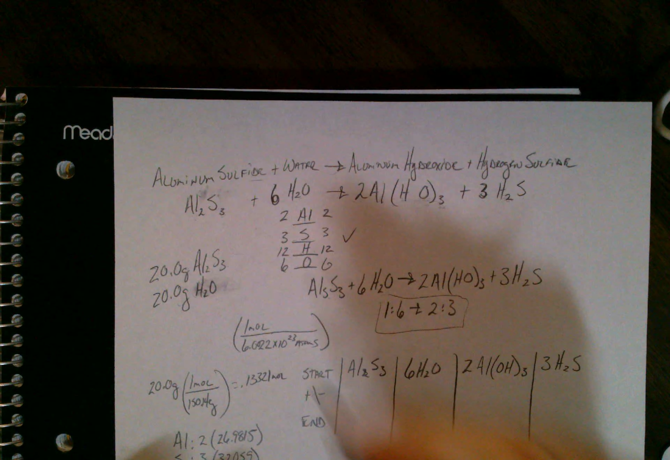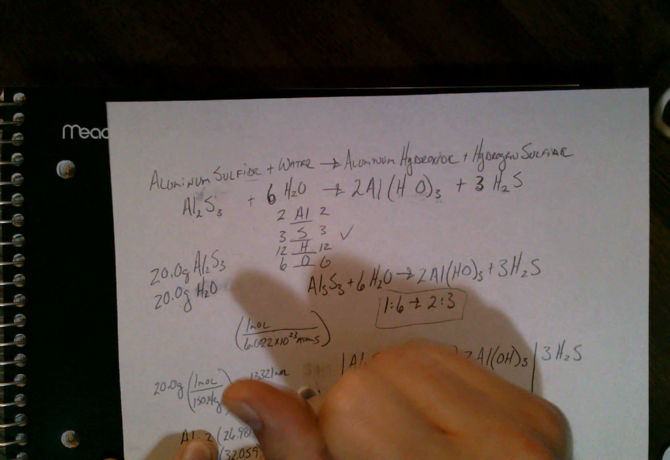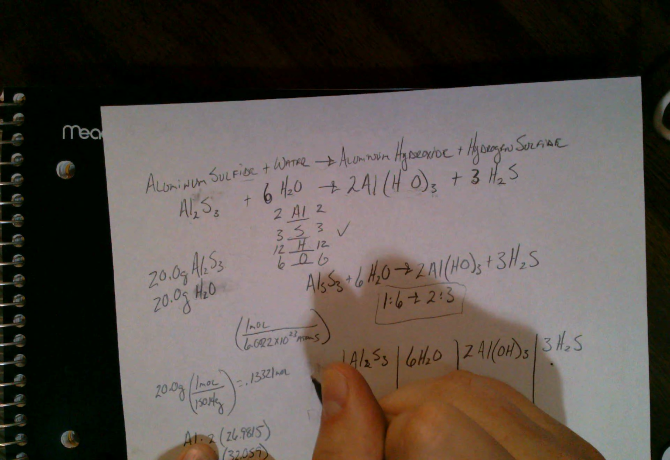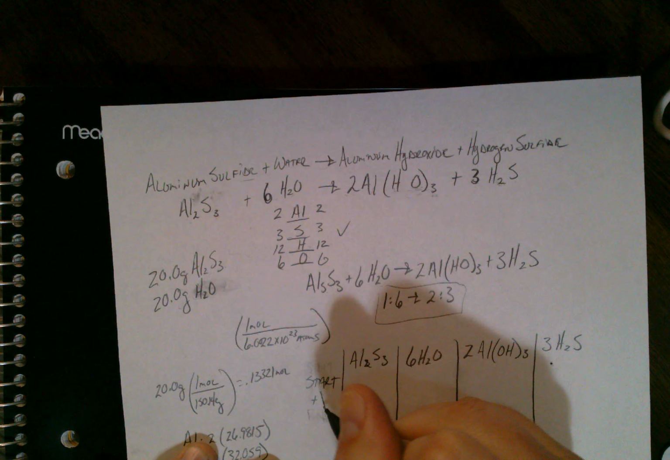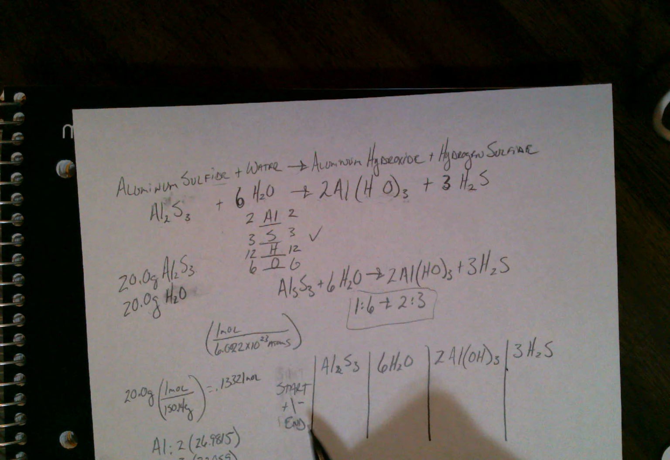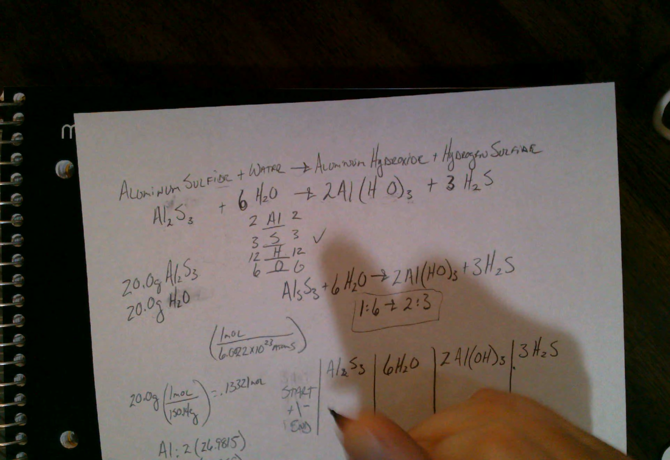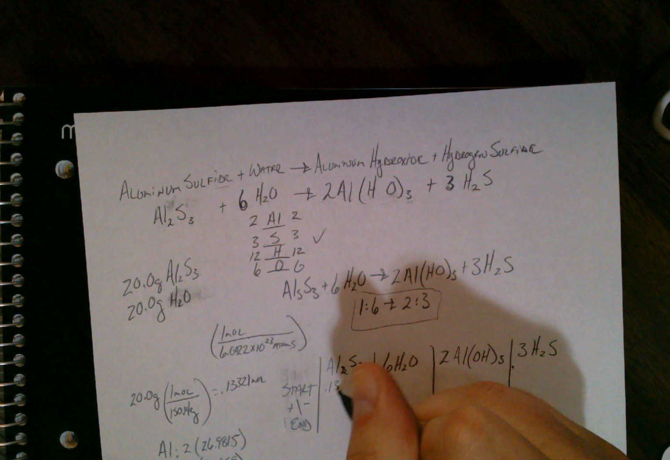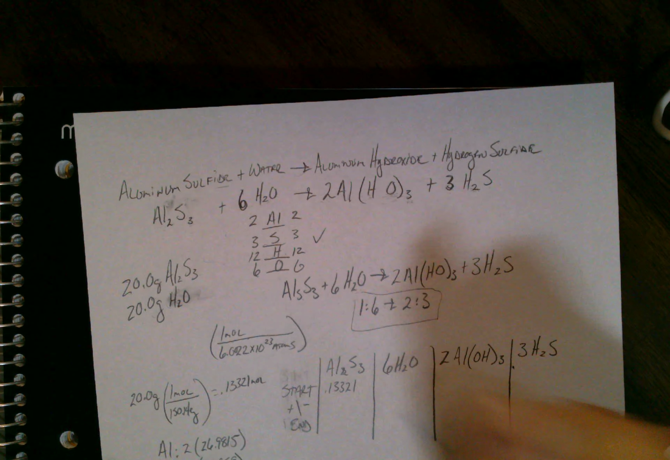Oh, I kind of made that ugly, didn't I? Let me fix that. Just move that down a little bit so we can have an actual table, plus, minus, end. Okay, so we are starting with 0.13321 mole, 0.13321 mole of aluminum sulfide.